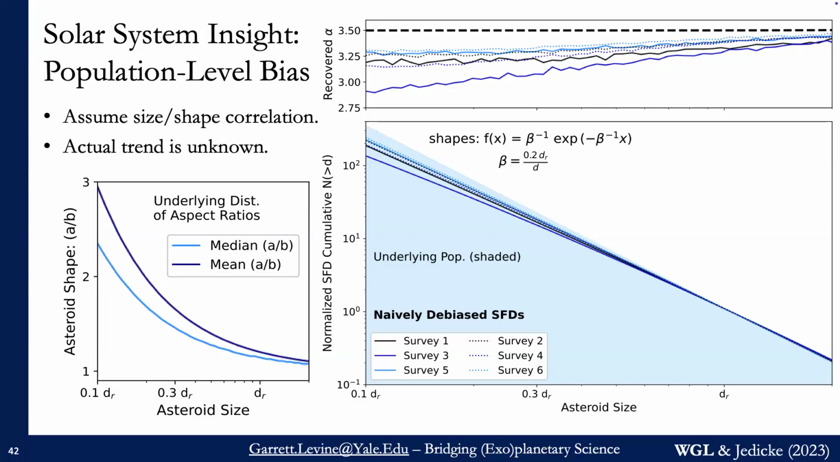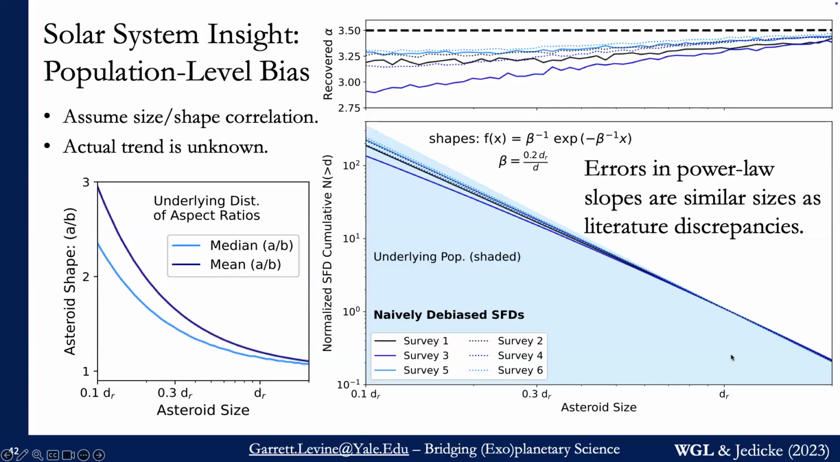The actual trend, any size-shape correlation, is unknown, and that's because this selection effect against asteroid shapes had not yet been quantified. But if you assume a size-shape correlation that's consistent with what we know in the literature, and then you inject and recover that population through our simulation pipeline, we find that the magnitude of the discrepancies in the derived power laws are similar in size to the literature discrepancies.